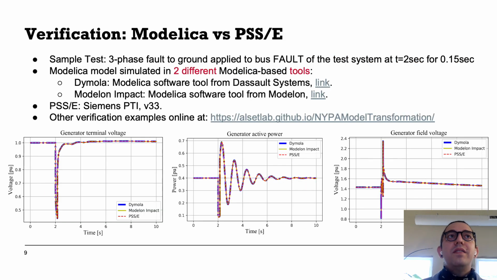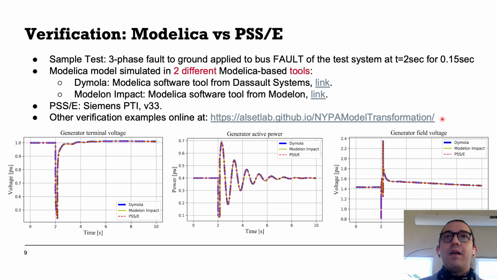This is one sample test that we perform. It's a three-phase fault to ground applied to the fault bus at time 2 for 0.15 seconds. We have simulated this model in two different Modelica tools. One is Dymola and the other one is Model on Impact. And we have used PSSE version 33. As you can see, we get a one-to-one match for all of the tools. We were able to reproduce exactly the PSSE behavior.